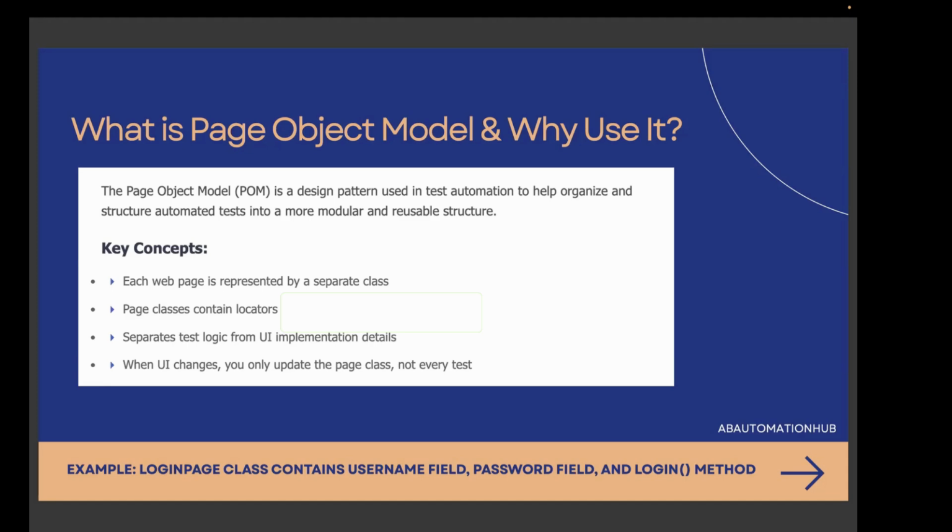That's what they have mentioned over here. Page object model is a design pattern which is used in test automation to help organize and structure automated tests into a more modular and reusable structure. And what are the key concepts? Each web page is represented by a separate class. Page class contains locators as variables and actions as methods. Separates test logic from the UI implementation detail. And when UI changes, you only update the page class, not every test. You can give an example of a login page.